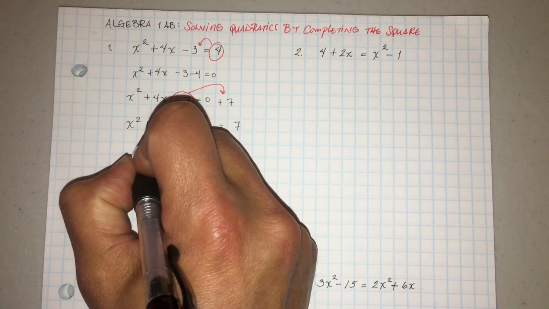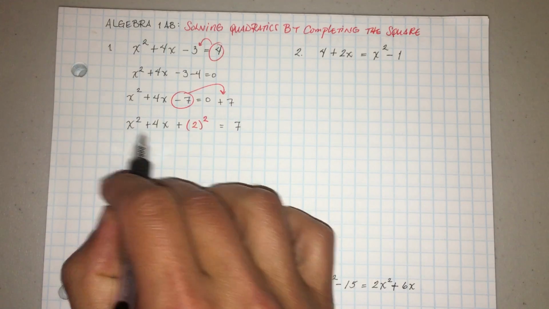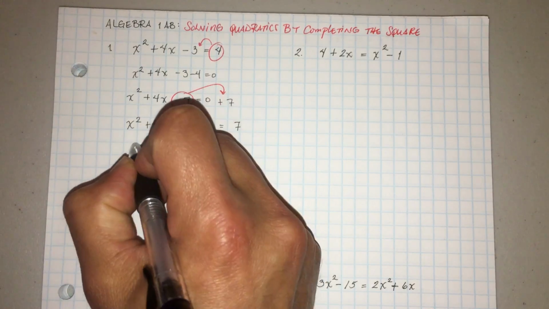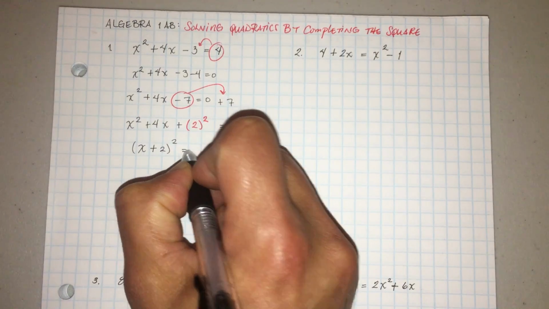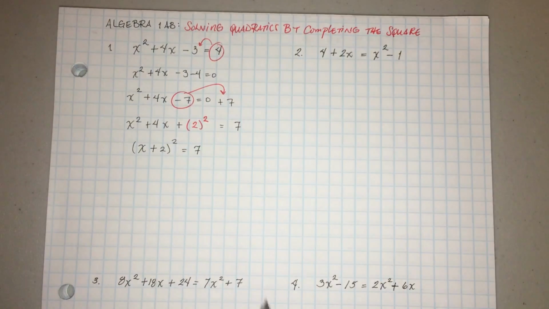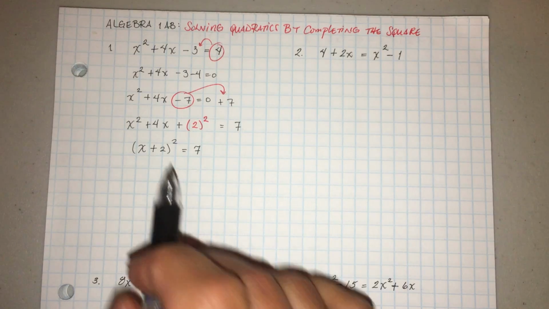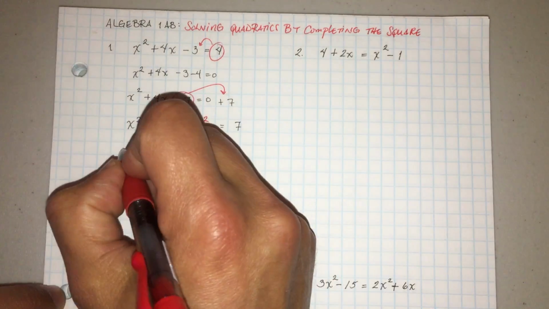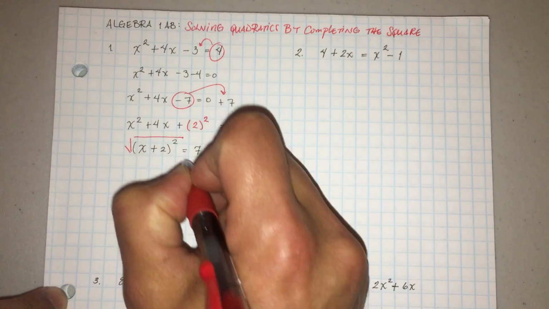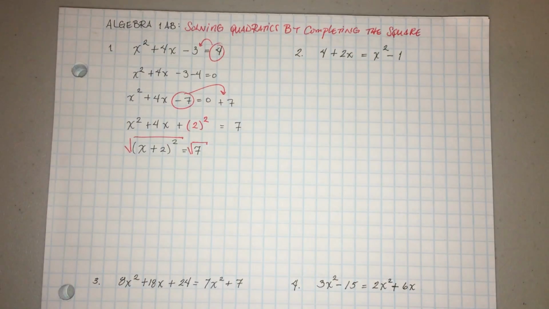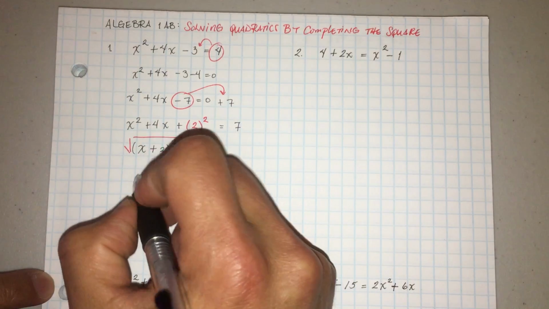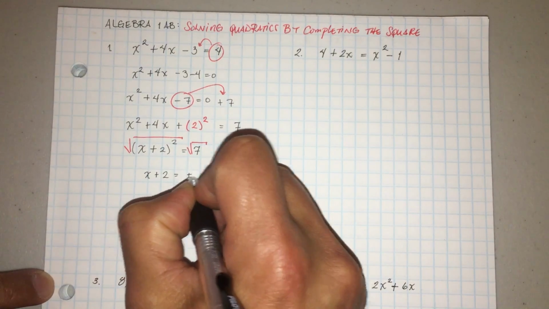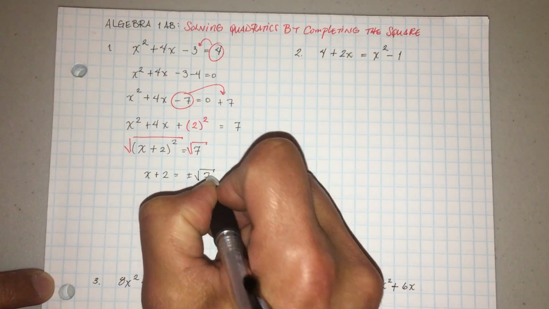And remember, now that we have it in this form, we can factor it, and this becomes x plus 2 squared, and that's going to equal 7. Okay, and then from here we want to continue solving it, and we're going to square root it. Ahora lo podemos hacer la raíz cuadrada. The square root and the square simplify out, so we're left with x plus 2 is equal to plus or minus square root of 7.